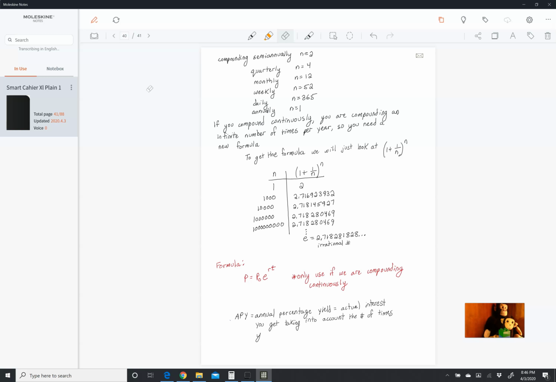Most of the time, the interest rate is so low that the APY and the APR are actually the same. But the APY otherwise will always be higher than the APR. Okay, because you're always getting a little bit more if you're compounding more times per year.